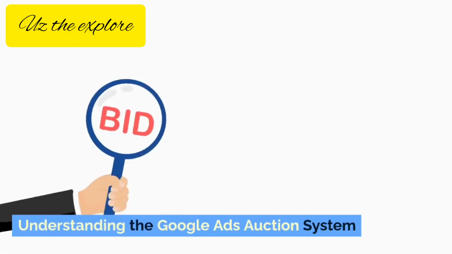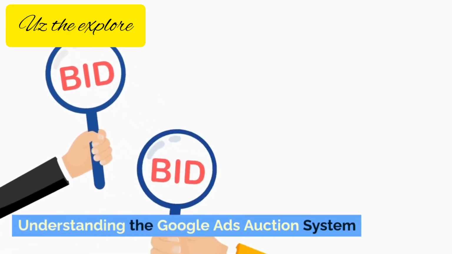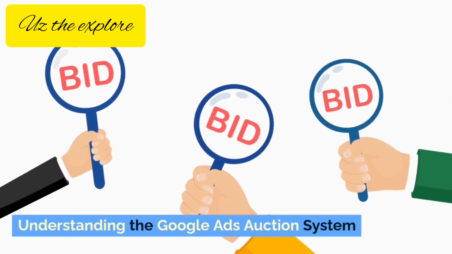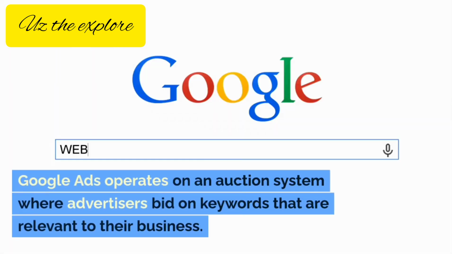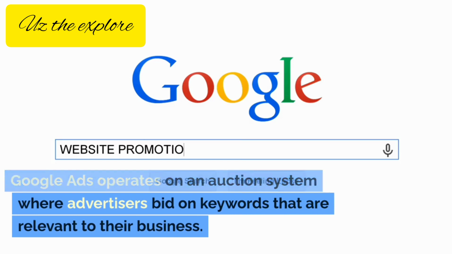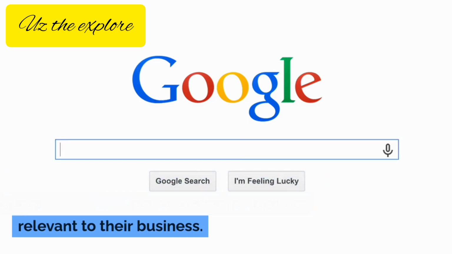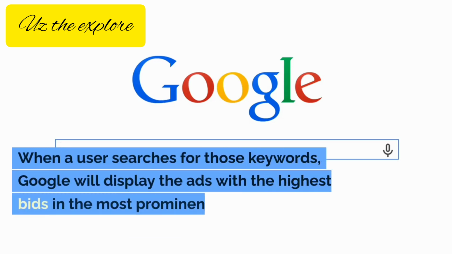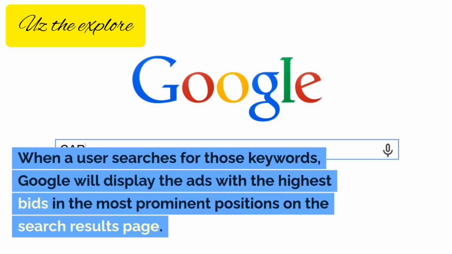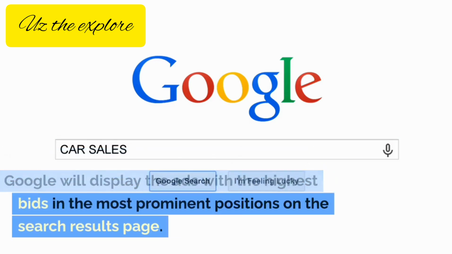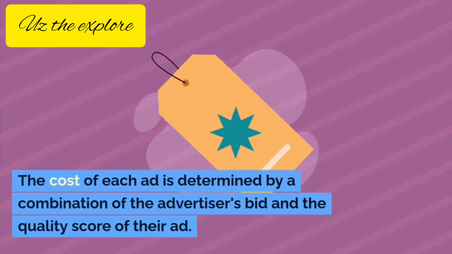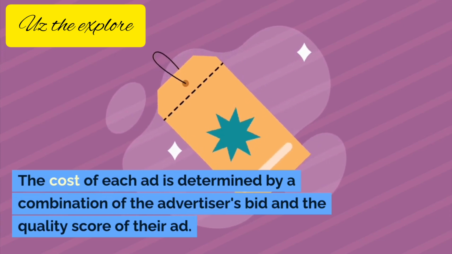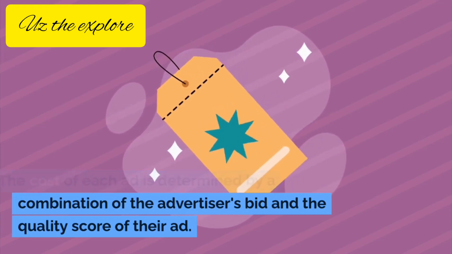Understanding the Google Ads auction system. Google Ads operates on an auction system where advertisers bid on keywords that are relevant to their business. When a user searches for those keywords, Google will display the ads with the highest bids in the most prominent positions on the search results page. The cost of each ad is determined by a combination of the advertiser's bid and the quality score of their ad.